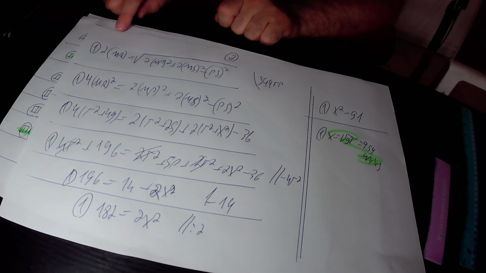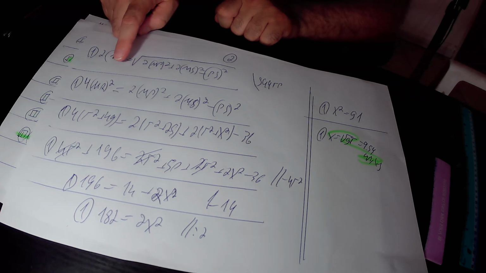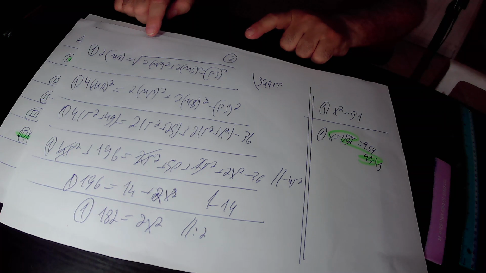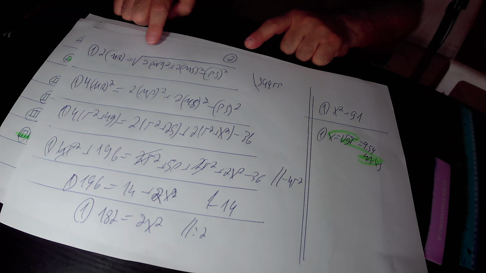2 times MQ squared equals 2 squared, that is 4, times MQ squared. So in total, 2 times MQ squared equals 4 MQ squared. Here the square is the opposite operation to the root. Therefore, when we square the root, the square cancels the root, and we are left only with what is inside the root. That is to say, after we squared this side, we are left only with 2MP squared plus 2MS squared minus PS squared.